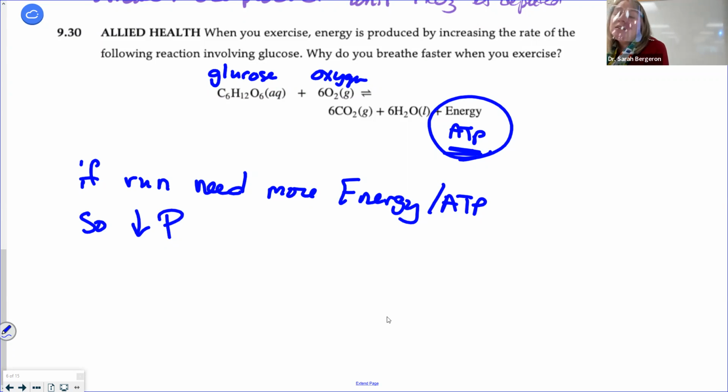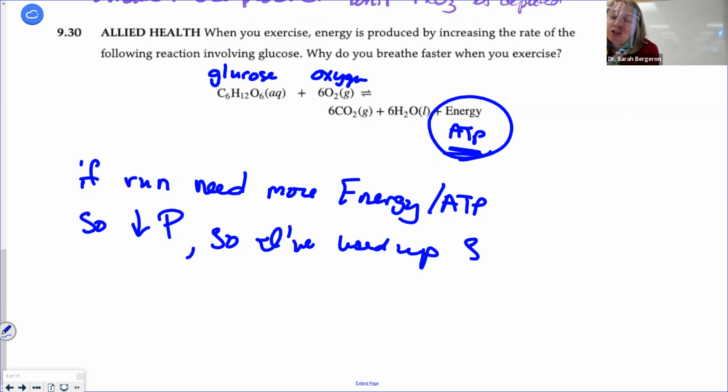If I need energy, I need ATP. So I'm going to make a ton of ATP and use it up, right? I had to run, I had to make a ton of ATP. What happened to my oxygen and my sugar? They decreased, I lost them, right? They went away. So I've used up my sugar and oxygen.